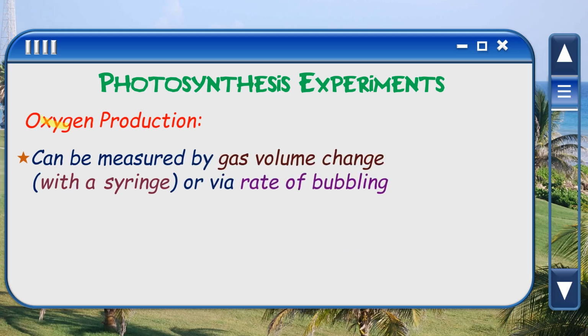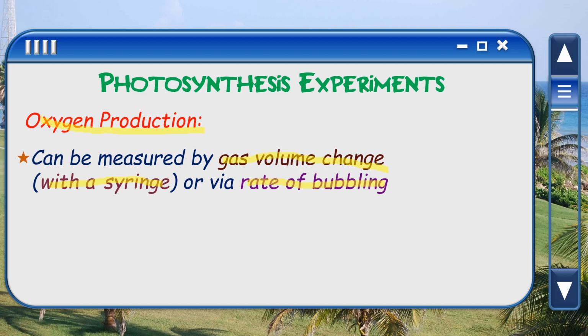Then we can also use oxygen production. How can we measure photosynthesis? By use of oxygen production. This can be measured by gas volume changes. For example, if we are collecting the gas in a syringe, we can see the syringe volume increasing. Or we can use the rate of bubbling, that is, counting the number of bubbles that are being given off. Those can be used to measure the rate of photosynthesis by using oxygen production.